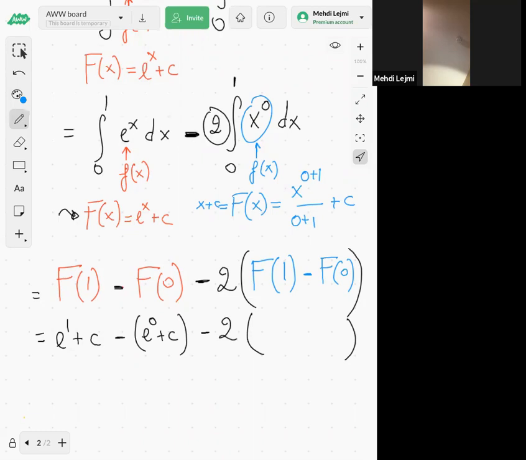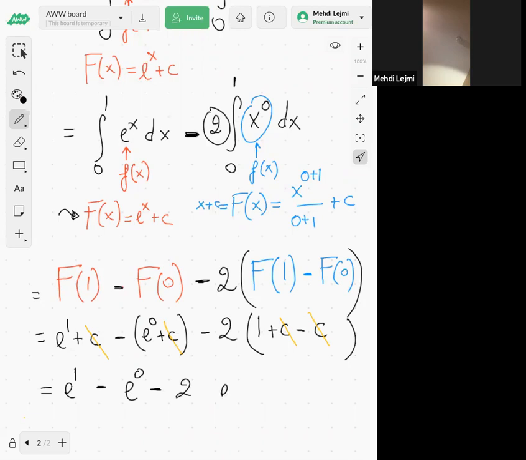So if you substitute x by one, we're going to have one plus c, minus, and then you substitute x by zero, that'll be zero plus c, so it's just minus c, right? Of course the c cancels out, this c here and this minus c, they cancel out. And e to the zero is just one, so here it's e to the power one minus e to the zero minus two times one, so it's just minus two.